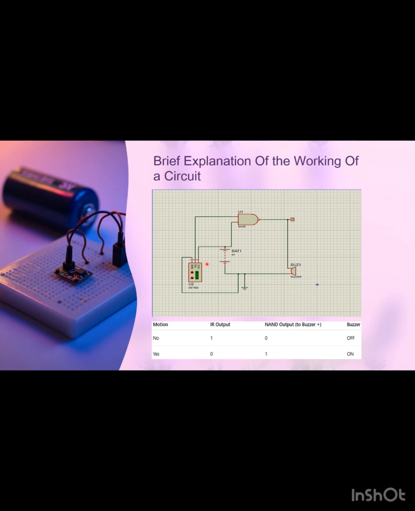If we look at the mechanism of the IR sensor, it is at logic state 1 because it is connected to the 9-volt battery. But when it detects motion, its voltage drops to almost 0, which makes its logic state 0. On the other hand, for the NAND gate, one input is connected to the 9-volt battery and the other input is connected to the output of the IR sensor. So our NAND gate output totally depends on the IR sensor output.